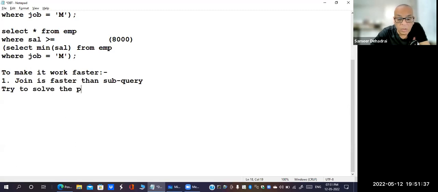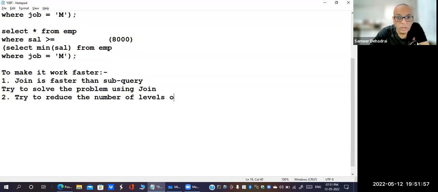Try to solve the problem using join. But if this is not possible, try to reduce the number of levels of subqueries. That's the second solution, the second thing that you must attempt. Try to reduce the number of levels of subqueries.